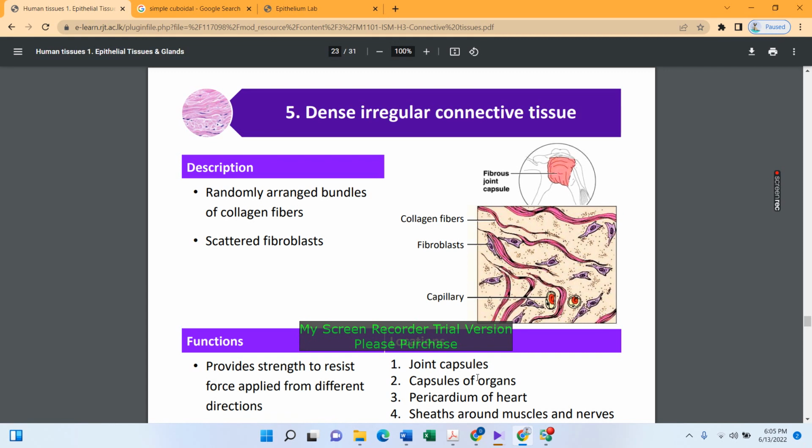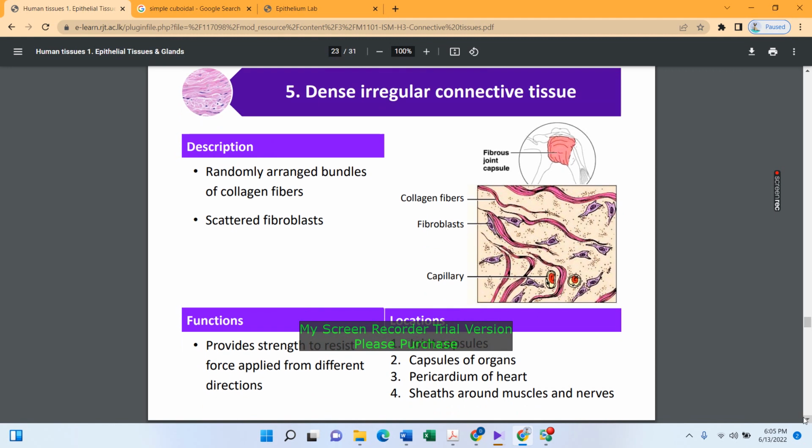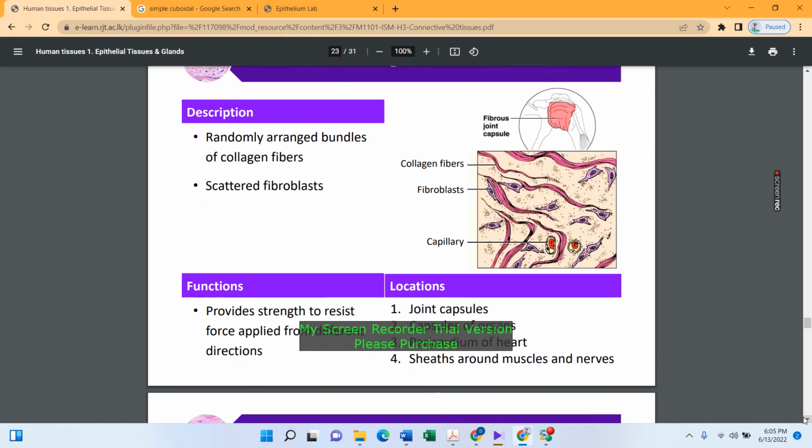First, dense regular connective tissue is found in tendons and ligaments and aponeurosis, but this dense irregular connective tissue is found in joint capsules and capsules of organs, pericardium of heart, sheaths around muscles and nerves. It provides strength to resist force applied from different directions. So the importance of this dense irregular tissue is that it provides strength to resist force applied from different directions.